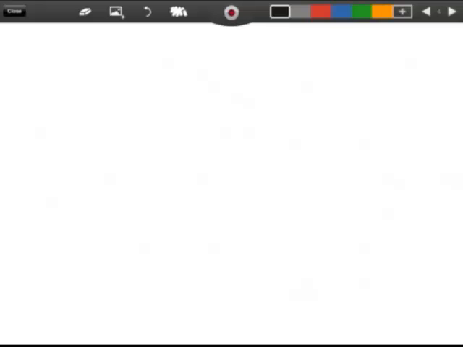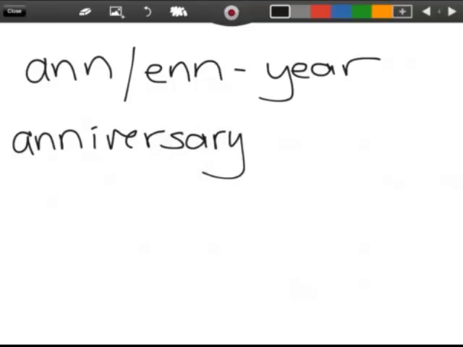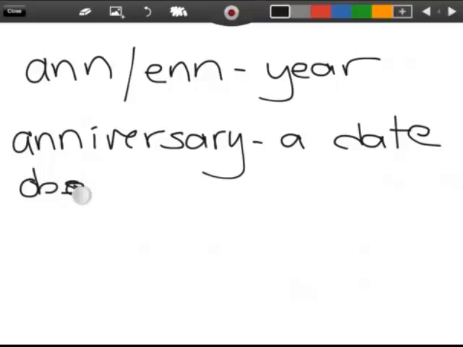Our next word is ann. The meaning of this root is year. Ann means year. For example, I would choose the word anniversary. Anniversary, meaning a date observed once a year.